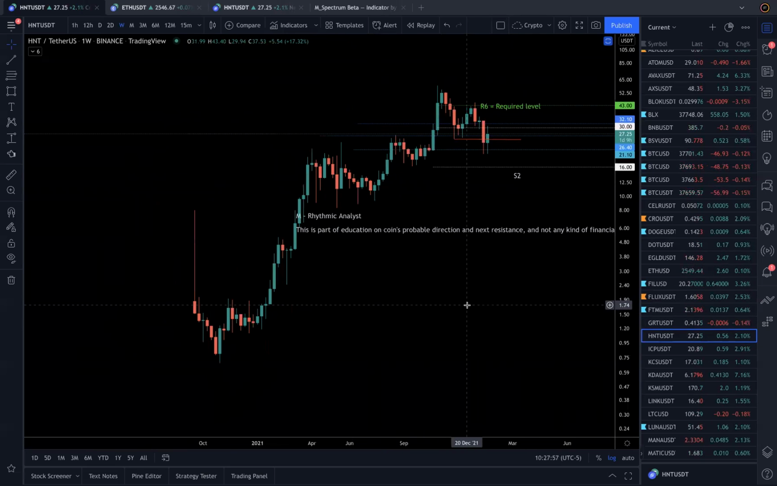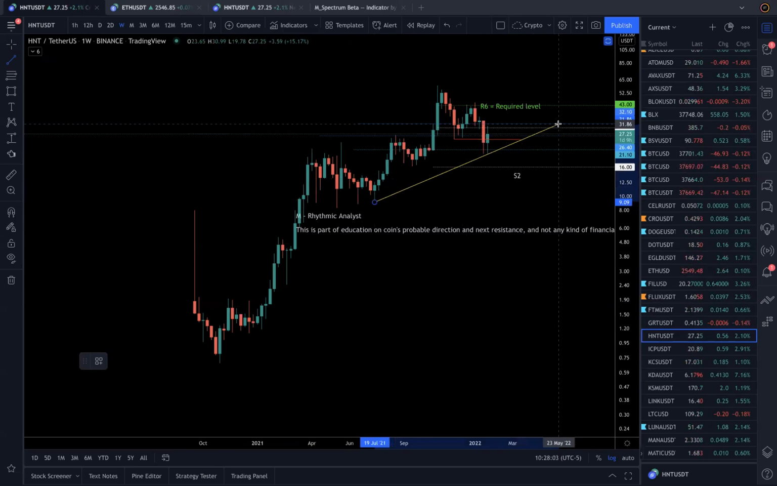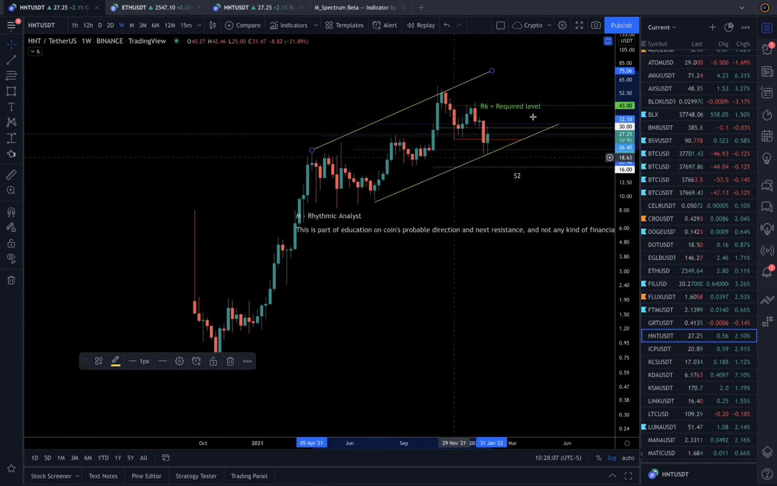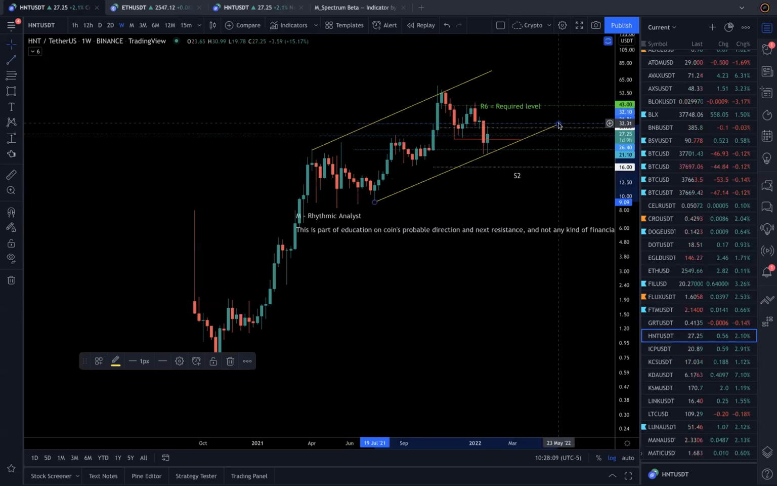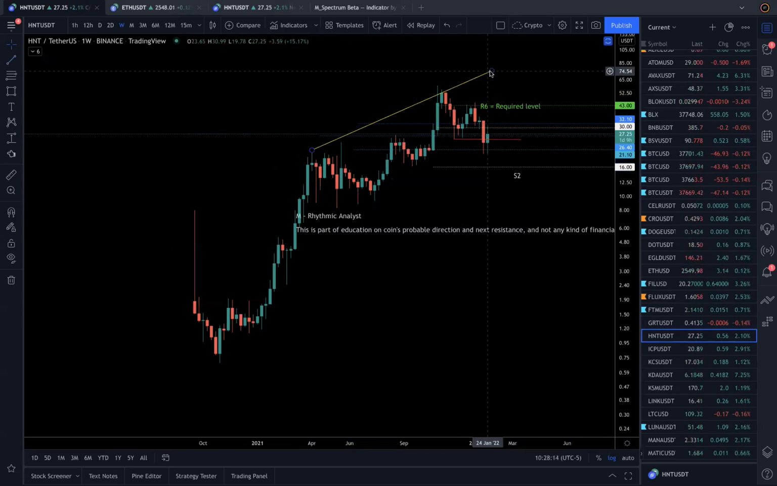HNT is one of the strongest ones. You see, this is also very ascending, still going up, ascending channel. Not the perfect one, but not bad at all. Okay, so one of the strongest ones. Nothing to worry. Amazing.